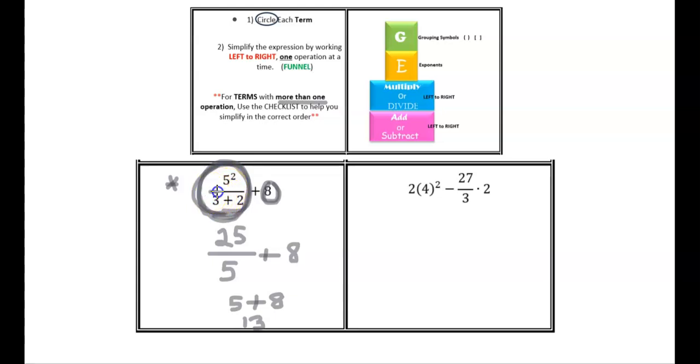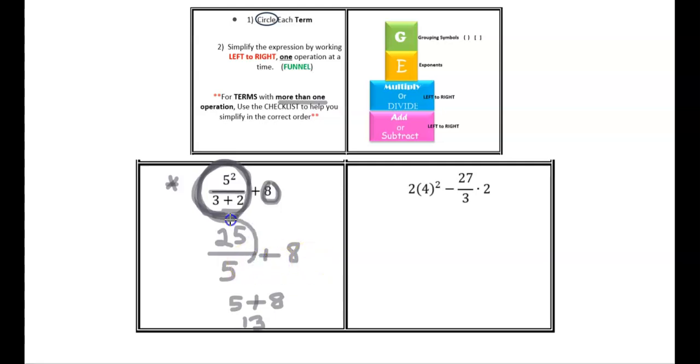A fraction bar is like a grouping symbol. It says numerator, denominator, separate groups, but together because they're in a division situation, they are one term. And then plus 8. So now we're going to go 5 squared. That's 25, and 3 plus 2 is 5. So we've rewritten this division problem as 25 divided by 5 plus 8.